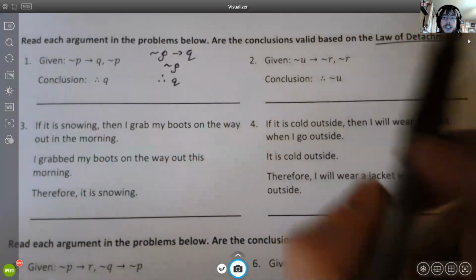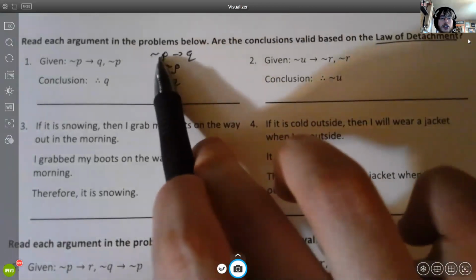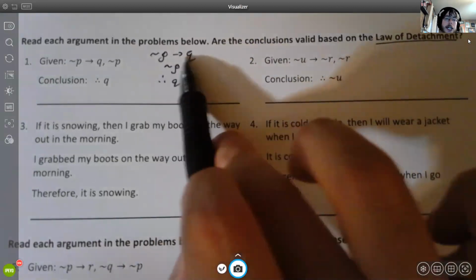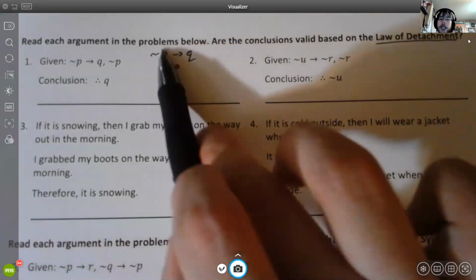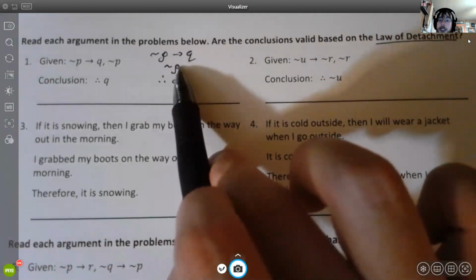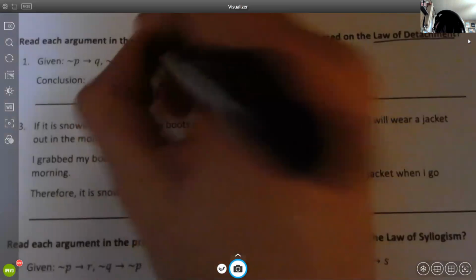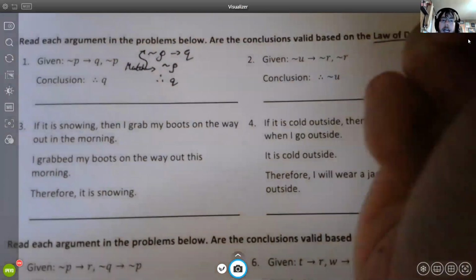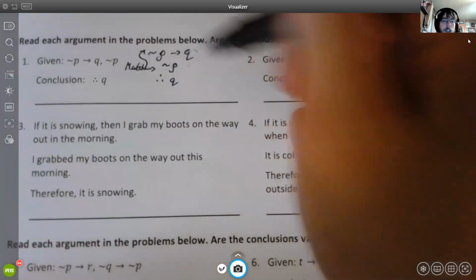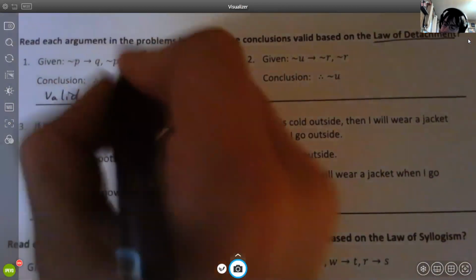Now remember, the law of detachment only goes forward. So we need our hypothesis to be true to conclude that our conclusion is true. So let's look. We've got not P implies Q. Our hypothesis is not P. Well, in our next statement, it says that not P is true. So is our hypothesis true? Well, these two match. So we're good on that front. And can we conclude then that since the hypothesis is true, the conclusion is true? Well, by the law of detachment, yes, we can. So this would be valid.